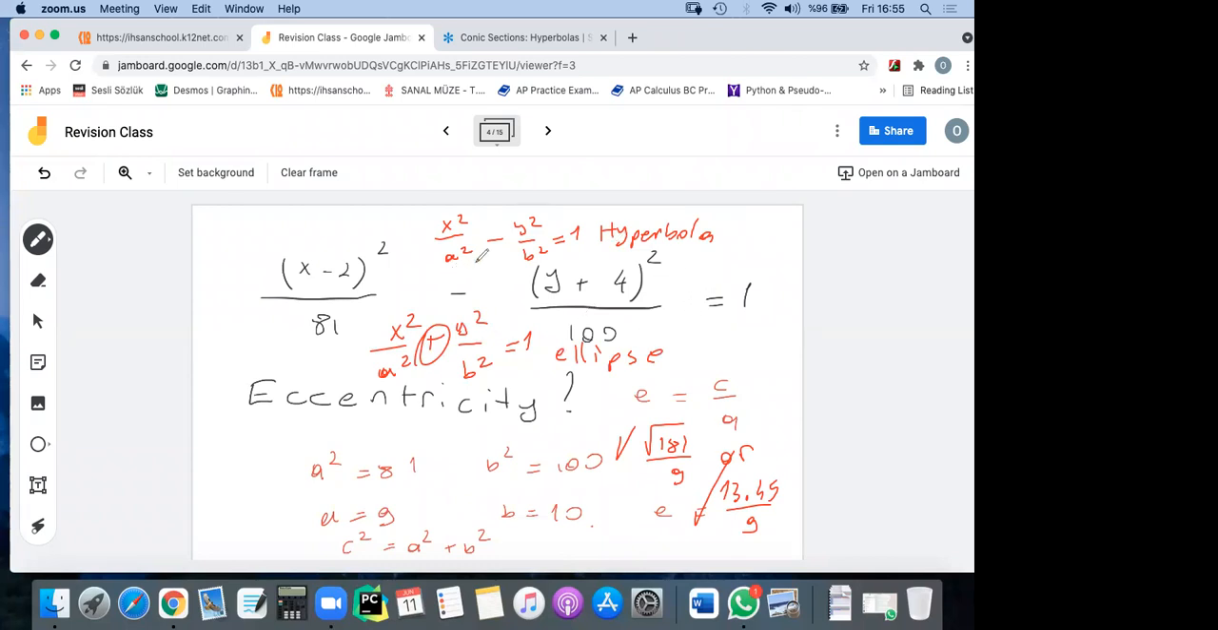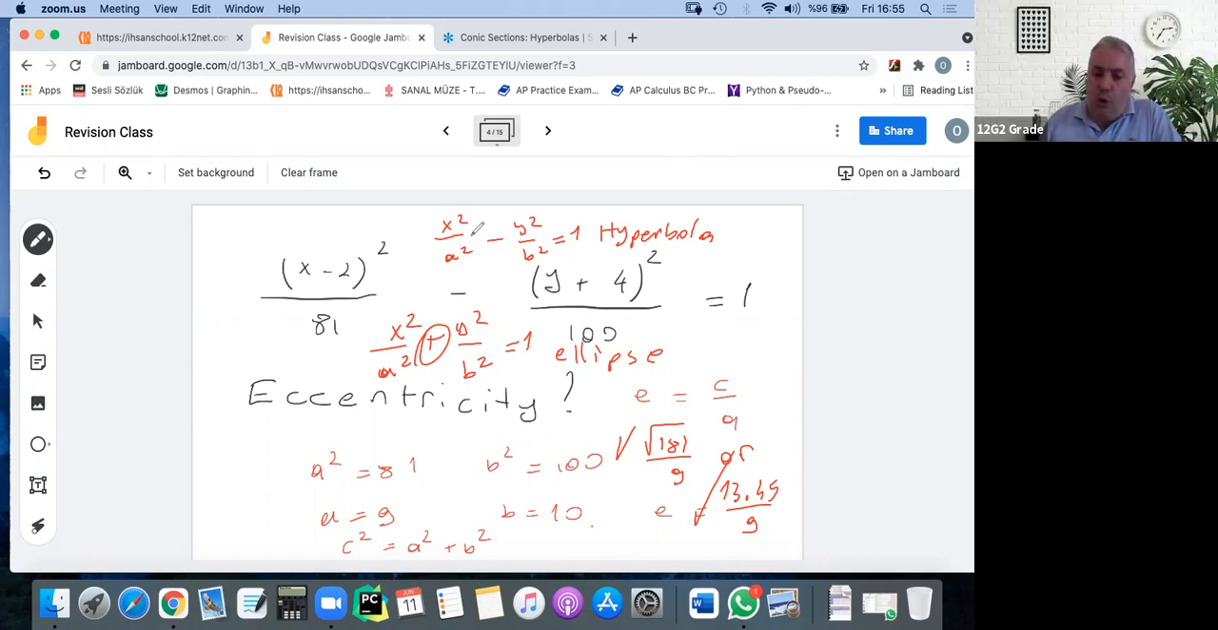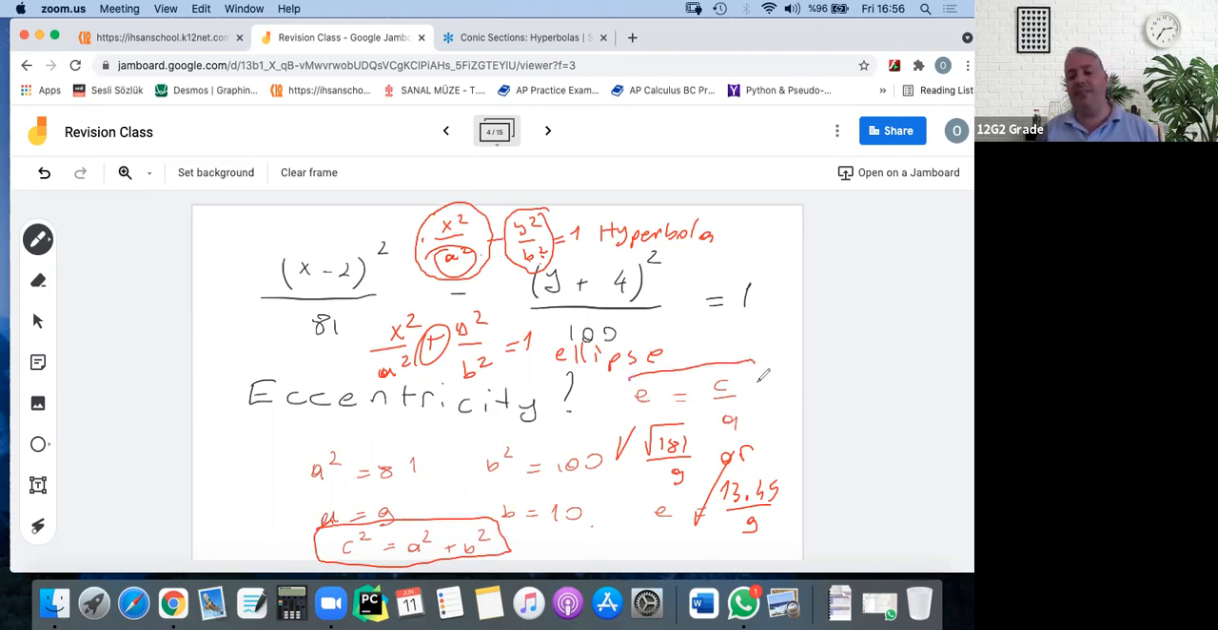Now, to whom we are calling a squared, it's very important. We are saying a squared where we have the positive one. So this is now the positive term, this is now the negative term. For the negative term, we say b squared here. For the positive term, we say the denominator is a squared. And then the formula for the hyperbola is c squared equals a squared plus b squared. And then eccentricity, even for ellipse, even for hyperbola, only one formula, which is c over a. That's it.